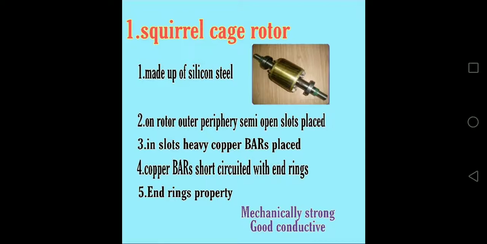The copper bars are placed in the slots, and if copper bars are not short circuited from one to another, then no current flows in the copper bars. And if copper bars are not short circuited with end rings, then when the machine is in movement, the copper bars will be disconnected from the slots. So to provide strong mechanical support, copper bars are placed and connected with the end rings.